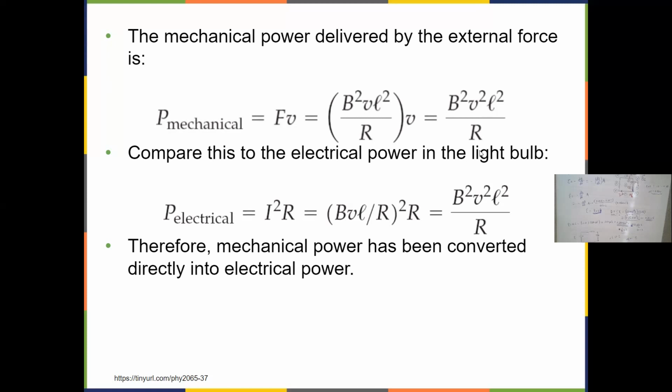That's because the mechanical power is being converted to electrical power, okay? So this is pretty much the principle of an electric generator. So you are converting mechanical power into electrical power, okay? In this case. Any questions you guys might have before I move on?